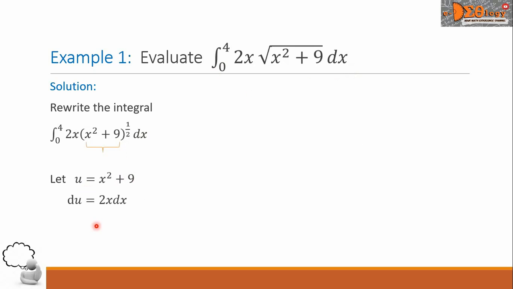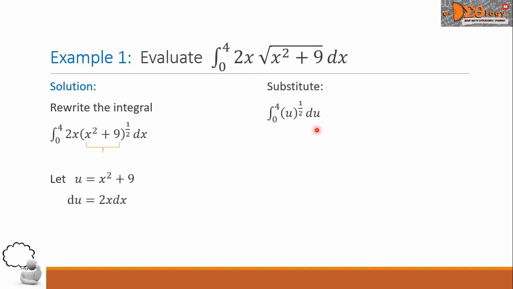So du is equal to 2x dx. Let us now substitute these values into our integral. So we have x squared plus 9 as u. Now we put the exponent 1/2. And 2x dx is equal to du. Now let us evaluate the integral.